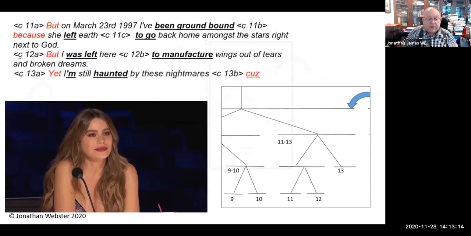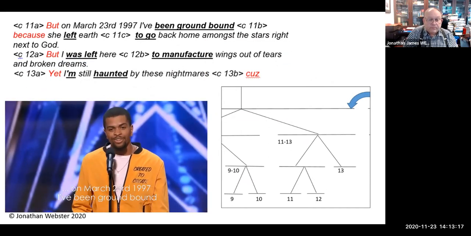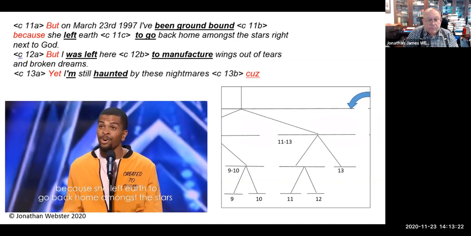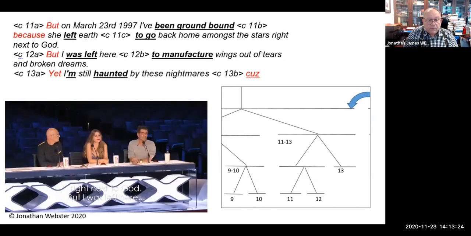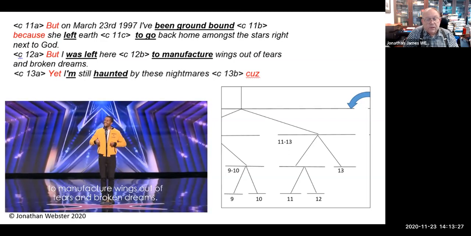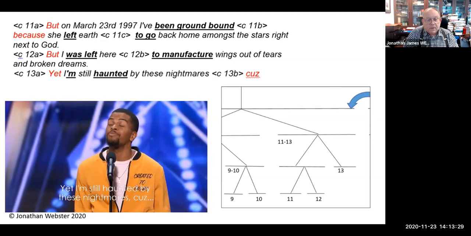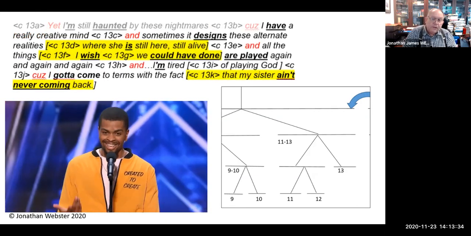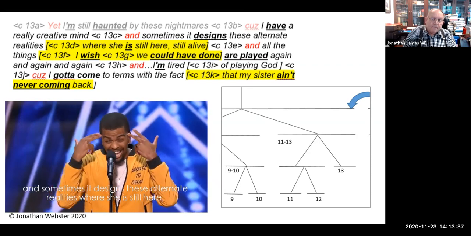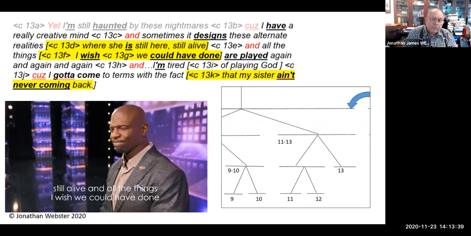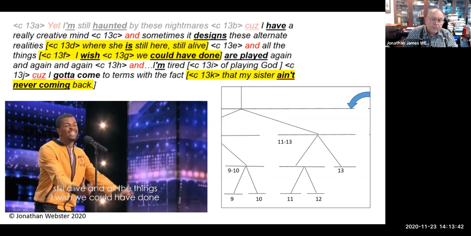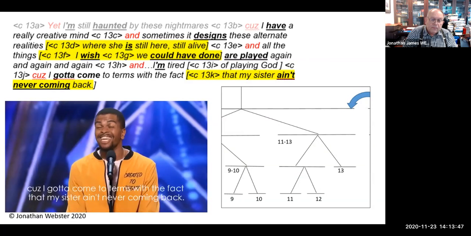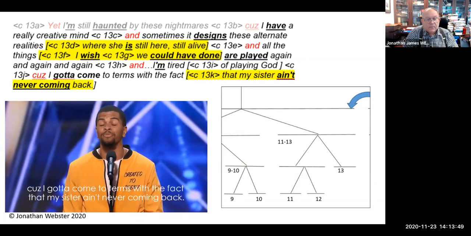Let's look at sentences 11. On March 23rd, 1997, I've been ground-bound because she left Earth to go back home amongst the stars, right next to God, but I was left here to manufacture wings out of tears and broken dreams, yet I'm still haunted by these nightmares because I have a really creative mind, and sometimes it designs these alternate realities where she is still here, still alive, and all the things I wish we could have done are played again and again and again, and I'm tired of playing God because I gotta come to terms with the fact that my sister ain't never coming back.